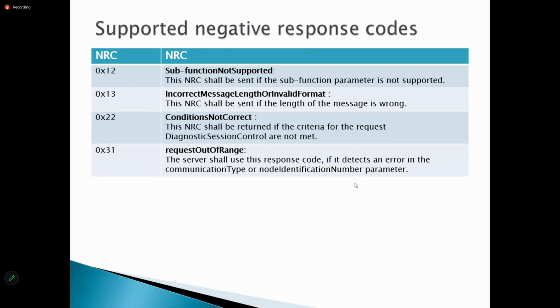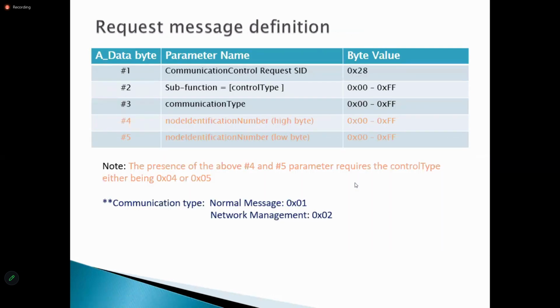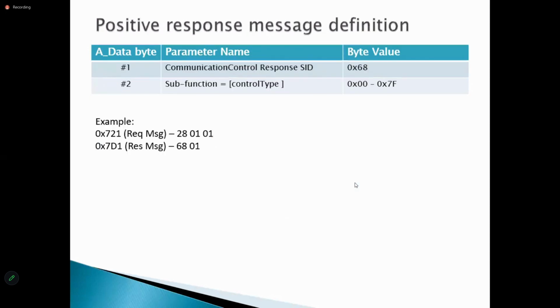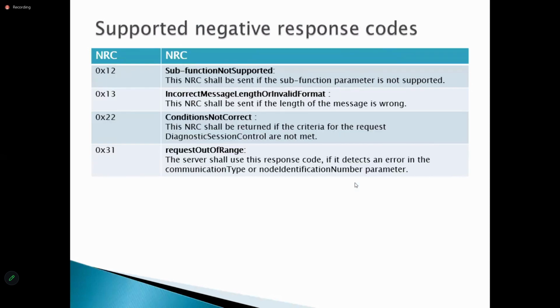The server shall use this response if it detects an error in the communication type also. Communication type 01 is for normal messages, 02 is for network management, 03 is for both. Now if 08 is requested, that is out of range, right? Communication type. Clear now? Yes, sir. Then in that case NRC 31, request out of range, will come.